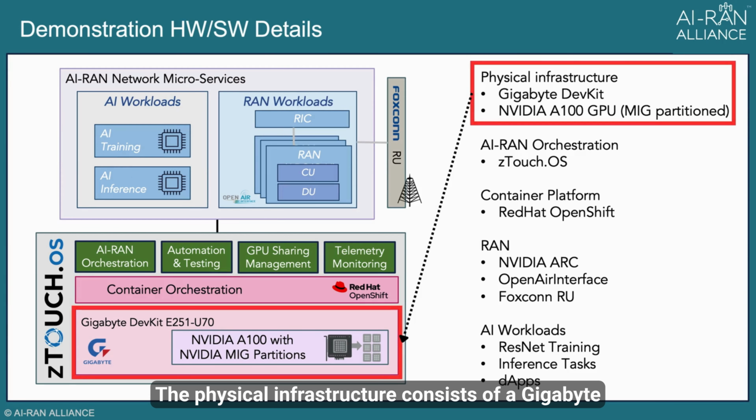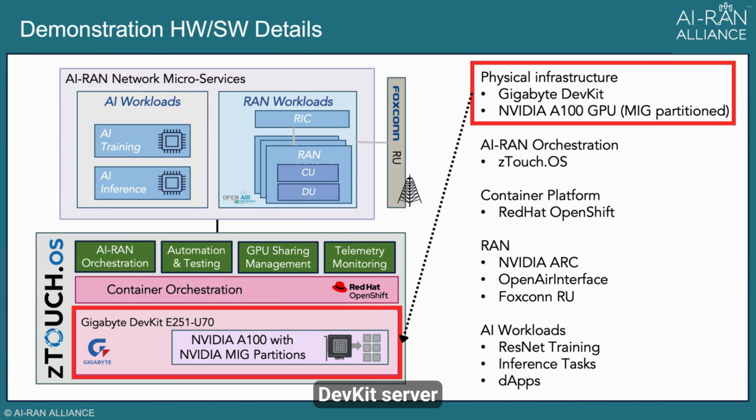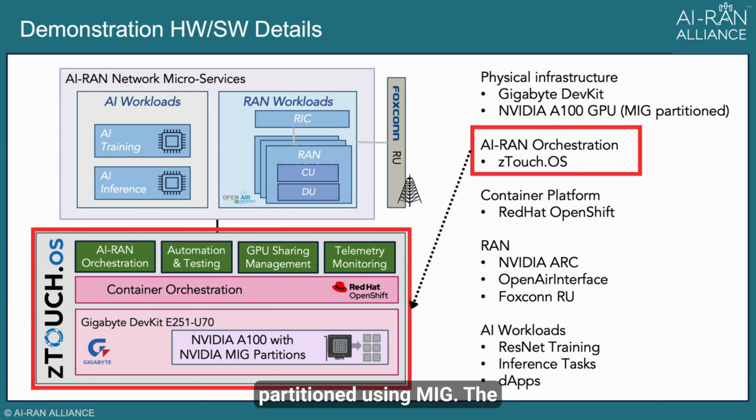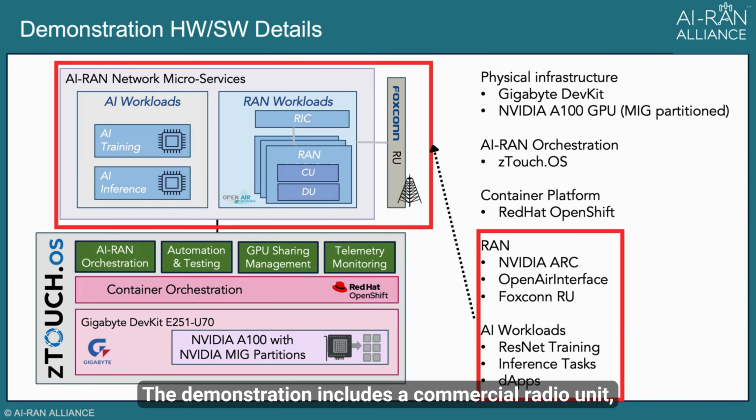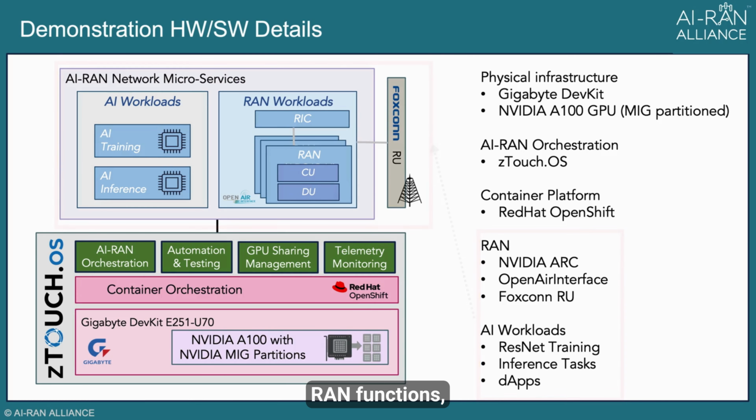The physical infrastructure consists of a GB dev kit server equipped with an NVIDIA A100 GPU partitioned using MIG. AI-RAN orchestration is provided via our zTouch OS platform that offers automation, orchestration, monitoring, and GPU sharing management capabilities. Red Hat OpenShift provides reliable and efficient container management. The demonstration includes a commercial radio unit, preloaded AI training and inference tasks, as well as RAN workloads such as GPU-accelerated RAN functions, such as OpenAirInterface and NVIDIA Aerial.